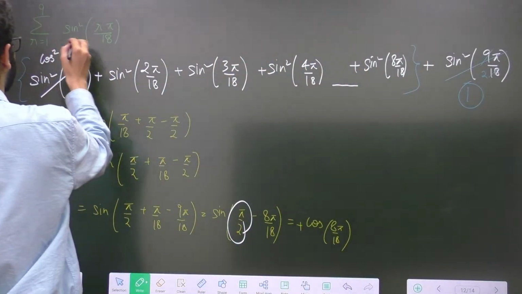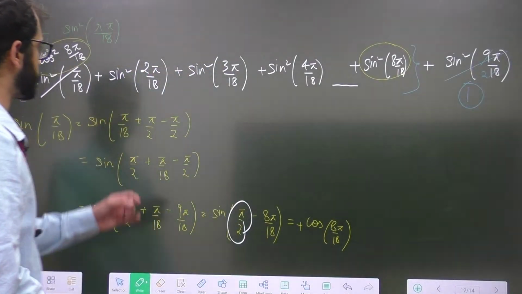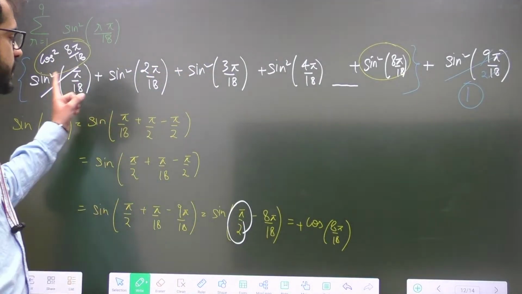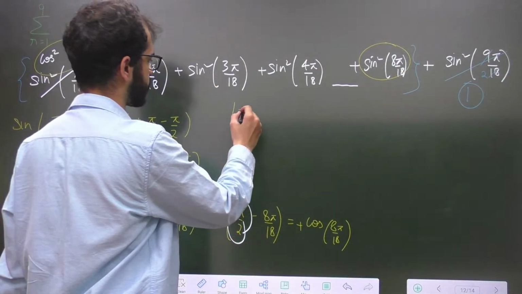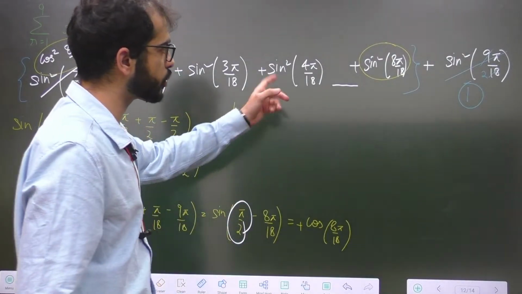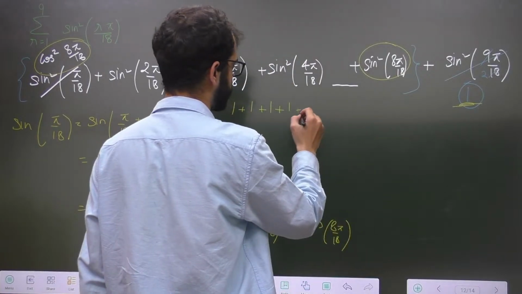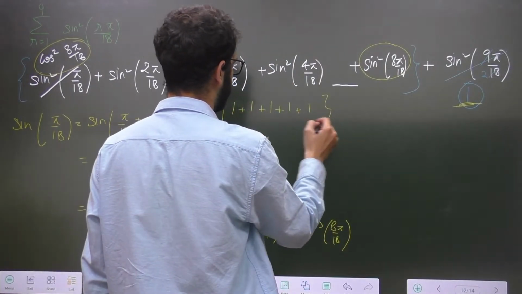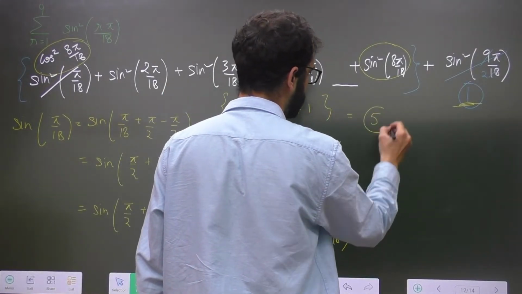Now cos square 8 pi by 18, that is cos square theta plus sine square theta is 1. So for 1 and 8, I'll get 1. For 2 and 7, I'll get another 1. For 3 and 6, I'll get another 1. For 4 and 5, I'll get another 1. And there was already 1 outside. So I'm going to add these terms. 1 will be added 1, 2, 3, 4 and 5 times. So the final answer will be 5.